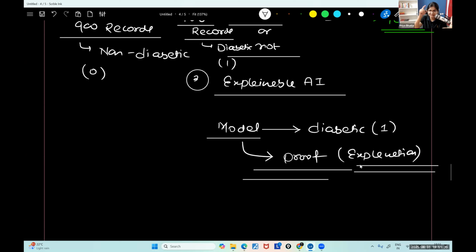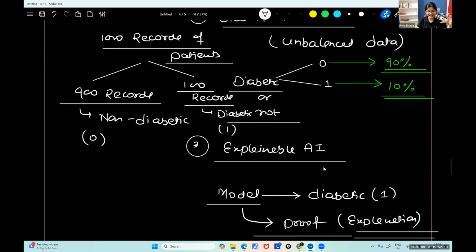If my model is saying that the patient is diabetic, can you give me the reason why you're saying so? Maybe it will say that, hey, that patient's BMI value is very high, that patient's BP value is very high, that's why I'm saying so. So we do have techniques in the data science space where we try to figure out what is the reason behind the results my model is giving, what is the root cause. And that is where the domain of explainable AI comes into the picture, right?